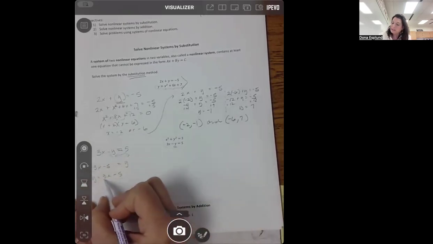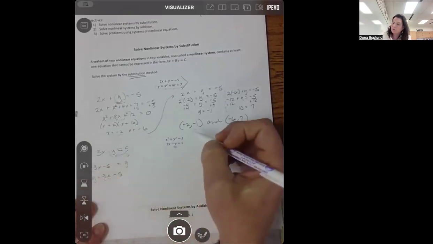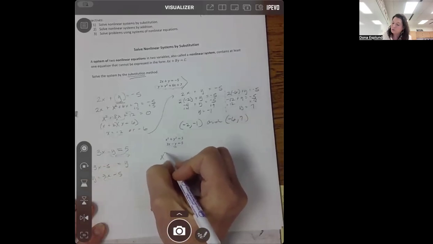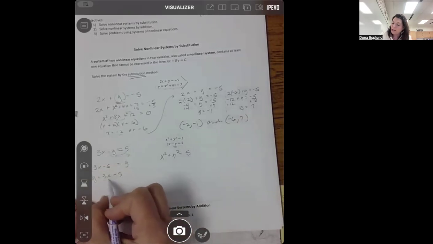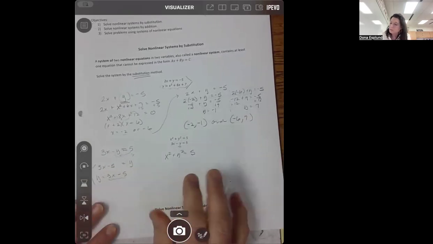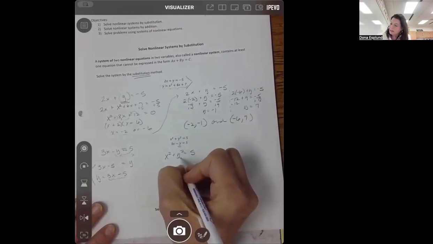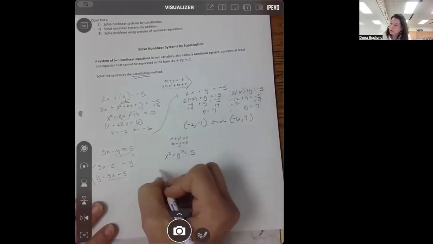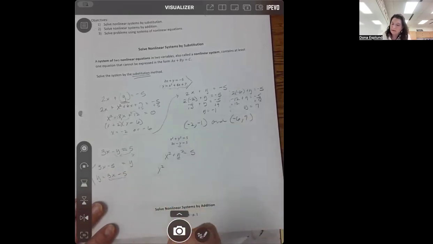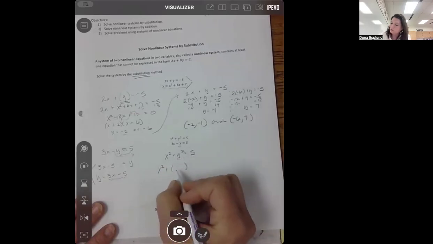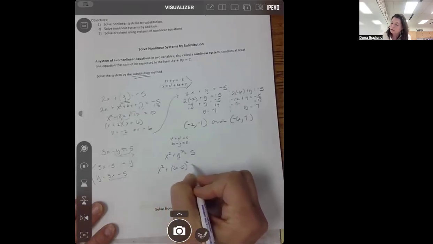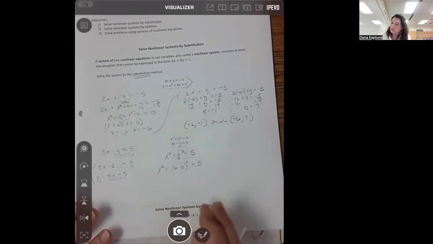Once I have y set equal to that, I can go back to my original equation of x squared plus y squared is equal to 5. And y now is going to change to 3x minus 5. So over here, in place of my y squared, I'm going to go x squared because it's going to stay, plus 3x minus 5, but remember, it's also squared, is equal to 5.